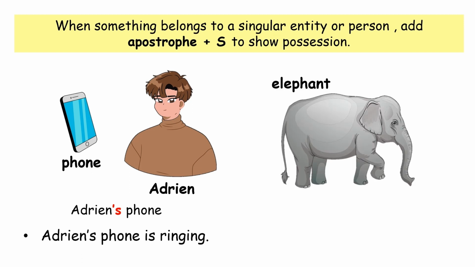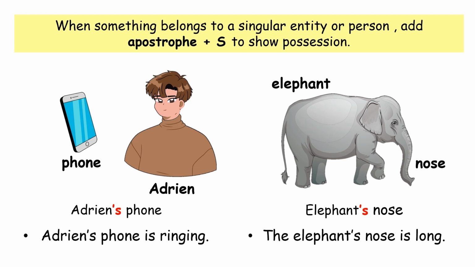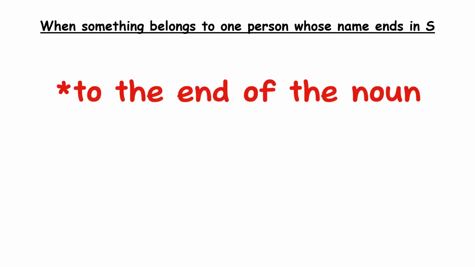This is an elephant and this is its nose. So we say elephant's nose. The elephant's nose is long. So up to this far, we've been talking about forming the possessive noun by adding an apostrophe and S. What happens when something belongs to someone whose name ends in S? How do we then show possession?